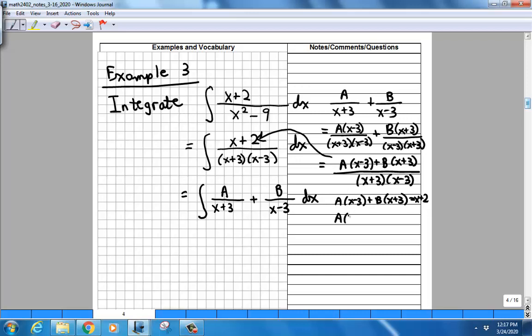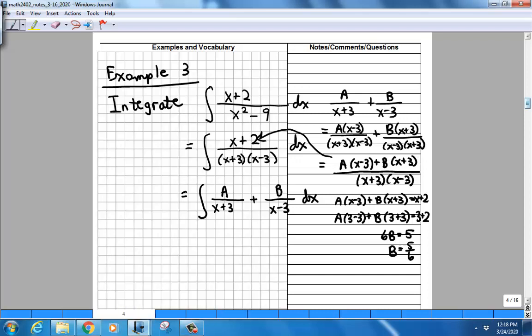Let's do that. So you have a times (3 - 3) plus b times (3 + 3) is equal to, remember, x is 3, right? So 3 + 2. And now you get an equation that you can solve for b, because this first term is going to disappear. So you get 6b is equal to 5. And I think that means that b is equal to 5/6, correct, right? So there's our numerator there of x - 3.